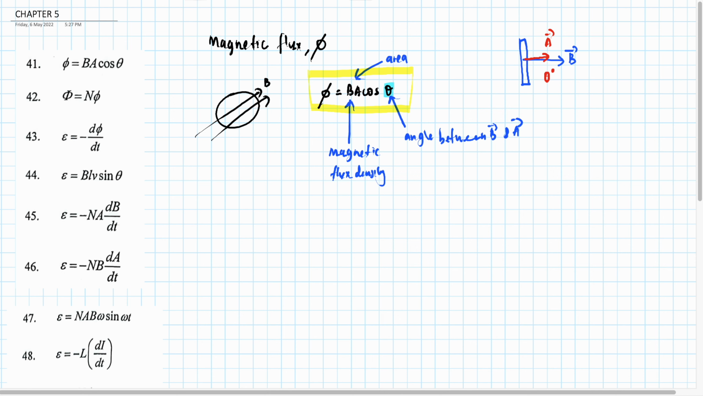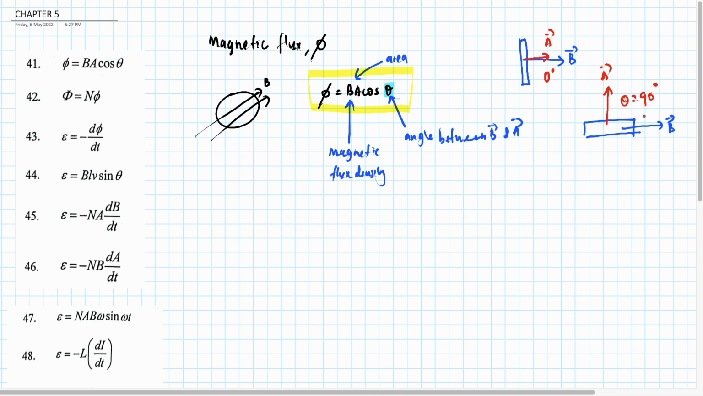But for another case, for example this is your plane, and your magnetic field is still to the right. But vector area A is always 90 degrees to the plane. So this is vector A. For this case, your theta equals 90 degrees.